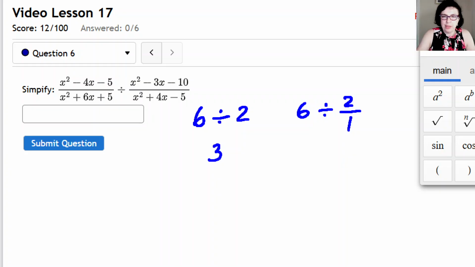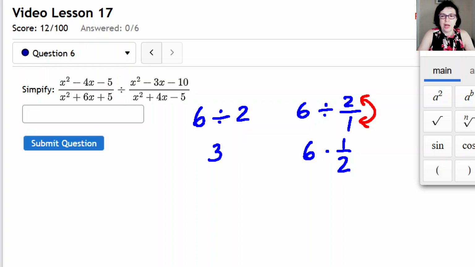Here's what I do. Instead of dividing, I am going to multiply by what's called a reciprocal. Okay, so just bear with me. What the heck is the reciprocal? The reciprocal is when you switch the top and the bottom. You're going to get 6. Instead of division, you're now going to get multiplication by 1/2.